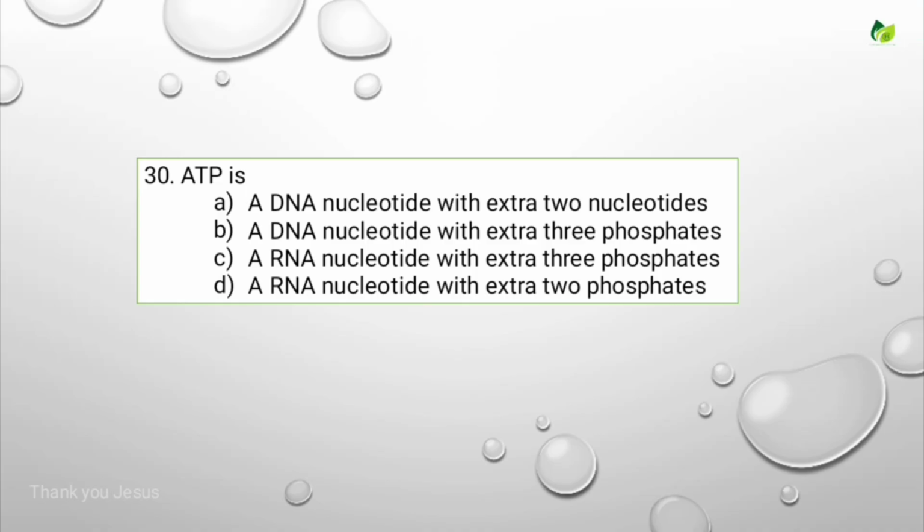ATP is, options are a DNA nucleotide with extra two phosphates, a DNA nucleotide with extra 3 phosphates, a RNA mononucleotide with extra 3 phosphates, a RNA nucleotide with extra 2 phosphates. For this, the correct answer is a RNA nucleotide with extra 2 phosphates. Let's see the next question.